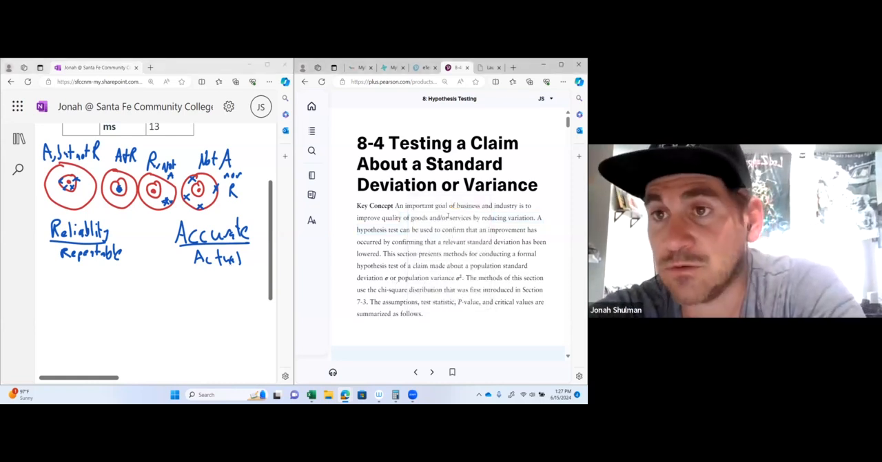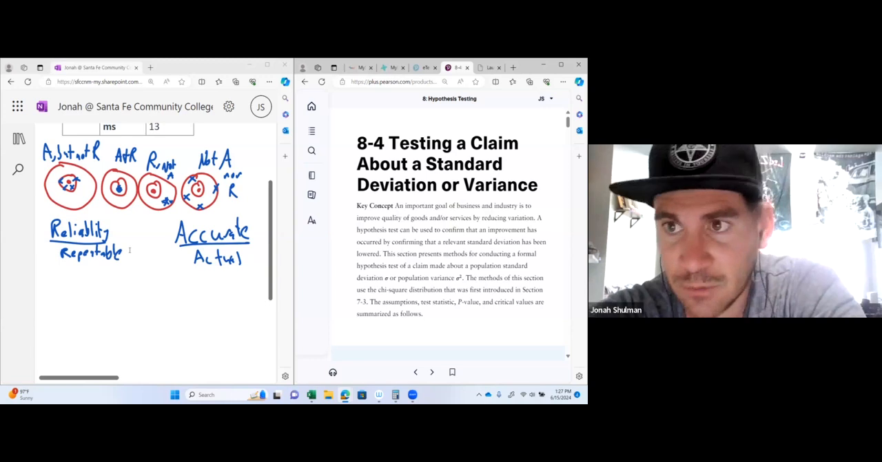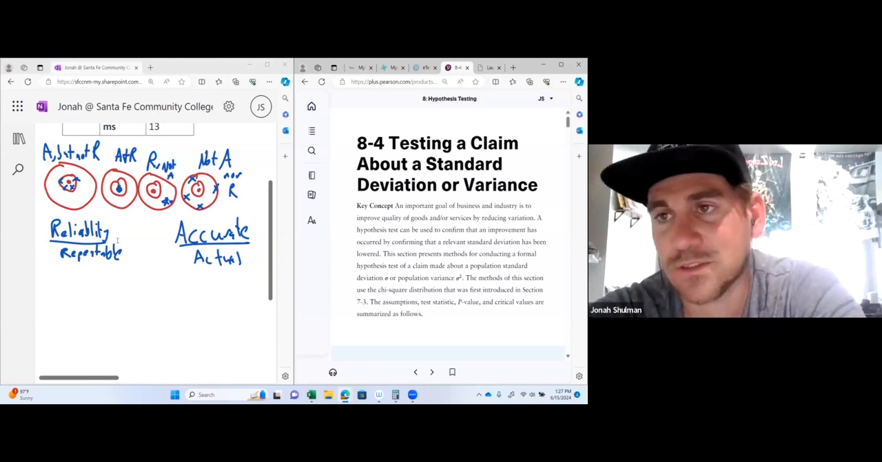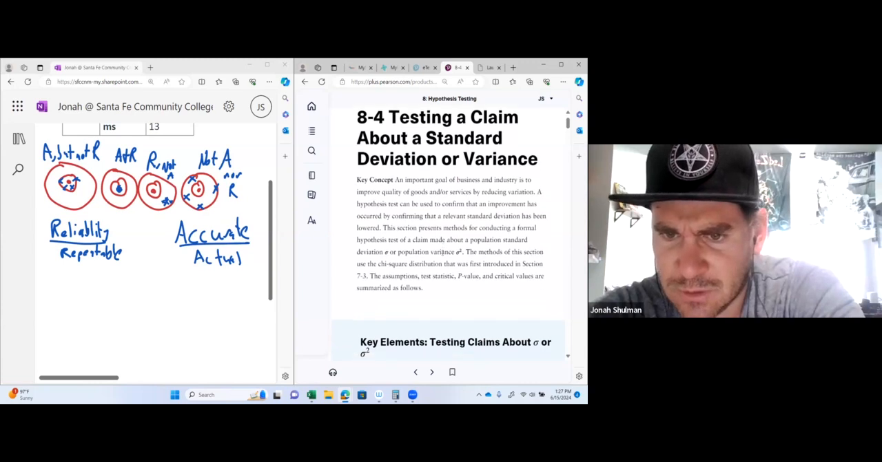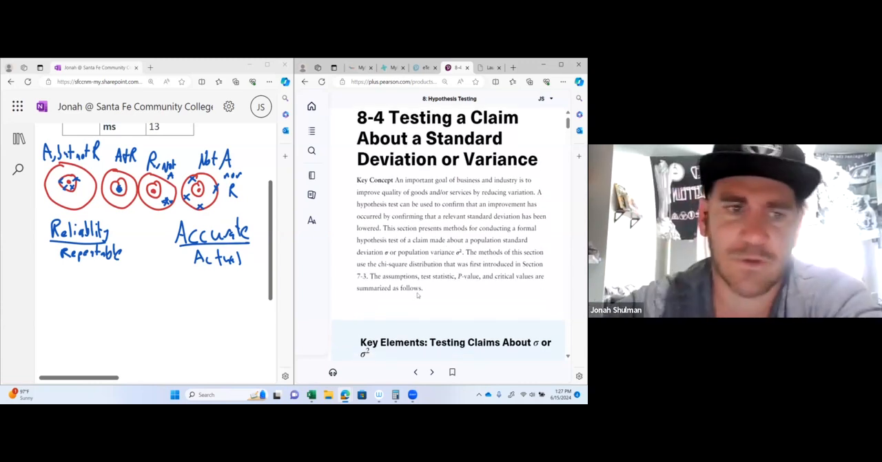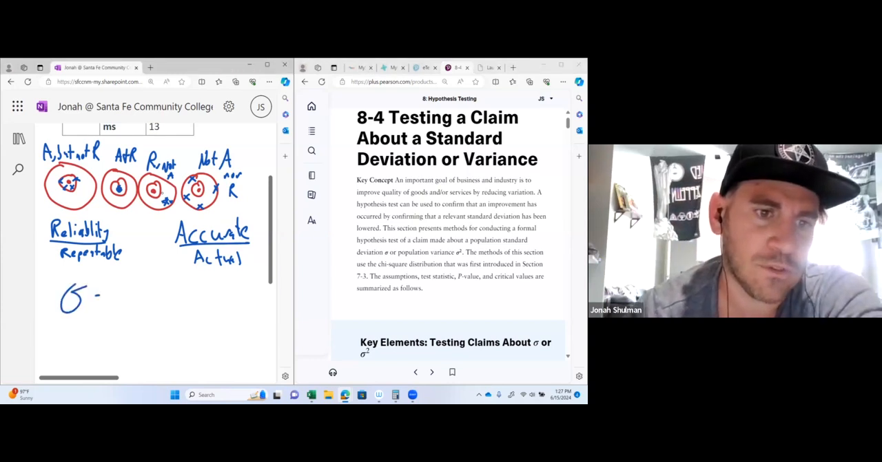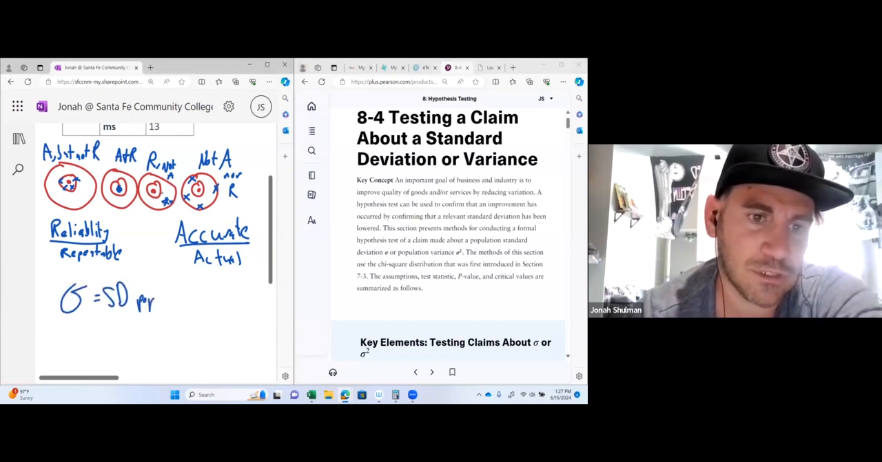When they say they want to reduce variation, they just want to make it as repeatable as possible, whatever we're getting, whether that's wait times or whatever. This section presents methods for hypothesis testing about a population standard deviation or a population variance. So remember, this is our standard deviation for the population.